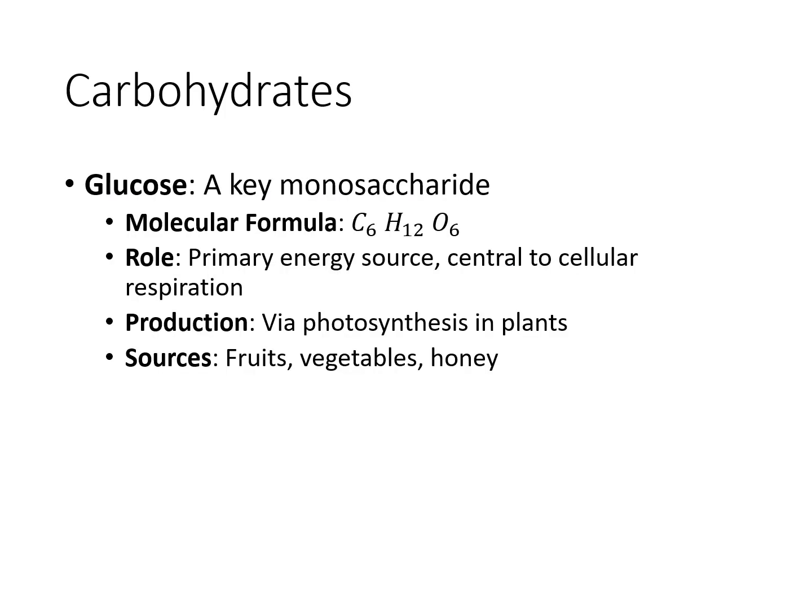Let's start with carbohydrates, and specifically, glucose, a key monosaccharide with the molecular formula C6H12O6. Glucose is the body's primary energy source and plays a central role in cellular respiration, the process by which cells extract energy. Plants produce glucose through photosynthesis, using sunlight to convert carbon dioxide and water into this vital sugar. We get glucose from natural sources like fruits, vegetables, and honey, foods that provide quick, accessible energy.